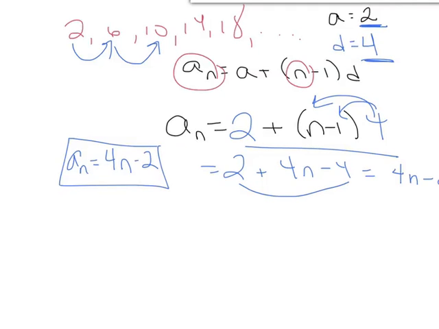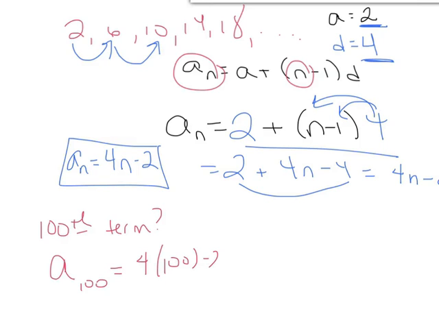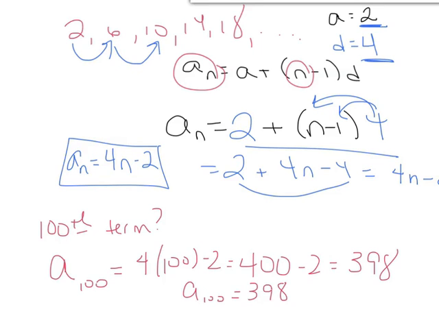So let's say I wanted to find out the 100th term. That means I want a sub 100, and I just plug in 100 for n, so I'd have 4 times 100 minus 2, which would be 400 minus 2, which would just be 398, which would mean that a sub 100 would be 398.